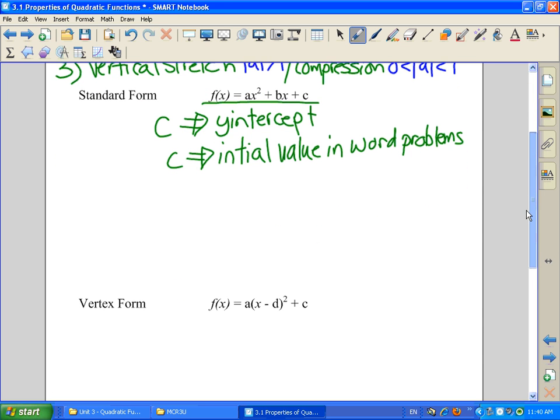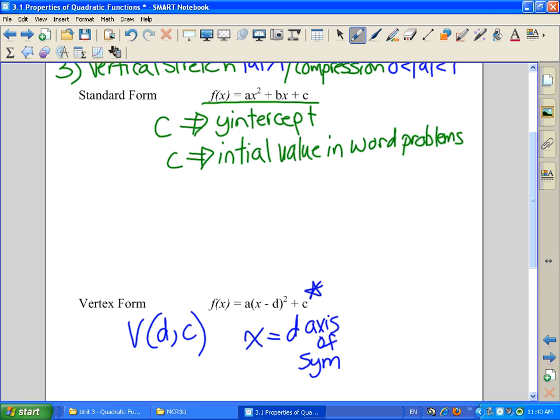The next form we're going to take a look at is vertex form, and we're going to use the transformation form. Okay, so in this case, our vertex is (d, c). And don't forget that x equals d stands for our axis of symmetry. And c gives us our optimal value. Another word for optimal value, you might be used to, is just the min or max value. Okay, and that again is part of your restriction of your quadratic as well, if you're taking a look at the range.